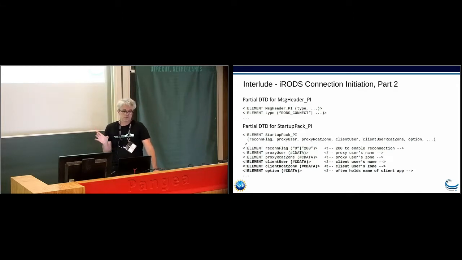The one we look for is RODS_CONNECT. The startup packet has lots of interesting fields, and there are even more than I've listed, but these are the ones I can think of that are immediately useful. The ones we're going to look at in particular are the client user name, the client RCAT zone, which is the client zone, and the option field, which often holds the application name. That's how iPS figures out that it's an iput statement or an iget or anything else.